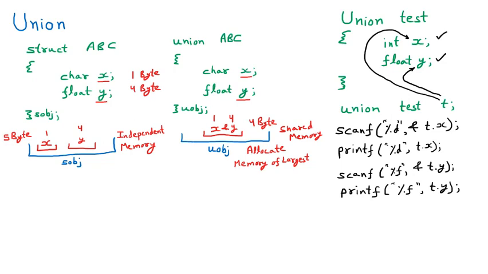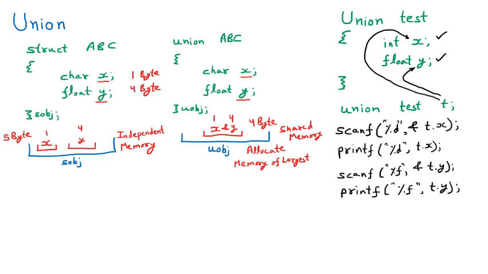But in terms of structure, X and Y both can work together. So that is the difference between structure and the union. Structure is having the independent memory. Union is having the shared memory. Because of the independent memory, every member can be used parallelly. They can work parallelly, they can store the value parallelly, we can fetch their value parallelly. In terms of union, only one can work, one can be declared at a time, one can be used at a time, one can be printed or something at a time. So that is the difference between structure and the union.